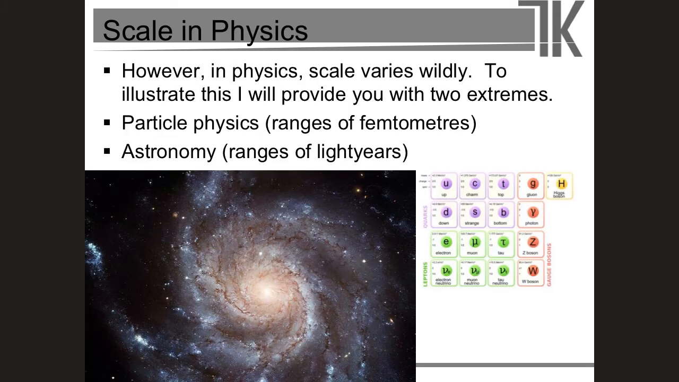But in physics, we've got all of the extremes. We look at particle physics, which is ranges of femtometers, significantly smaller than the chemist range of atoms to molecules. We look at macro objects, like your forces and your pulleys and systems like that, all the way up to astronomy, where we've got ranges of light years, and even that isn't a very big unit for what we're dealing with.